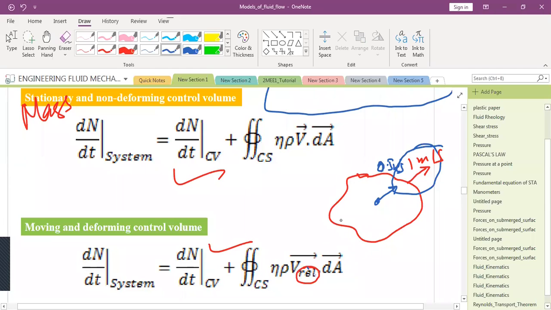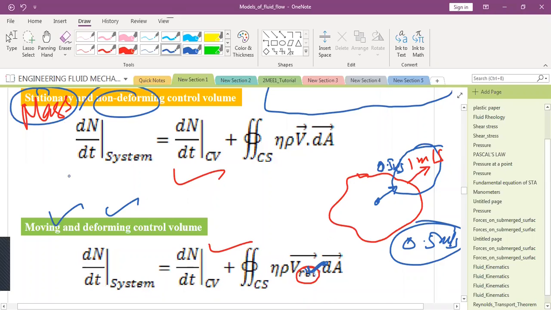Physically, think about it: if the control volume is also moving at 0.5 and the fluid's absolute velocity is 1, then relatively the fluid is going out at only 0.5. So that's why we have relative velocity here, if it is moving or deforming control volume. This is the only difference you will include if you are going from stationary non-deforming to moving deforming, and that should be very carefully executed.